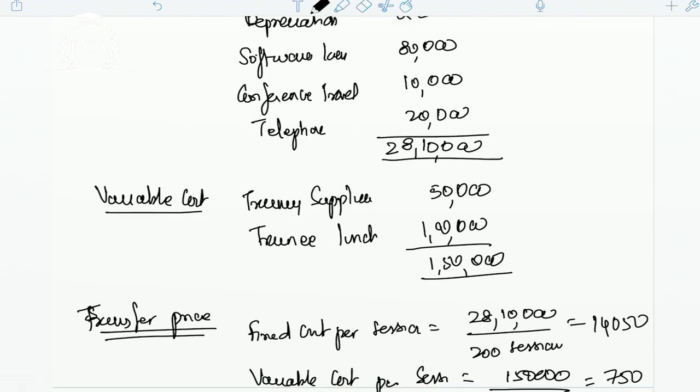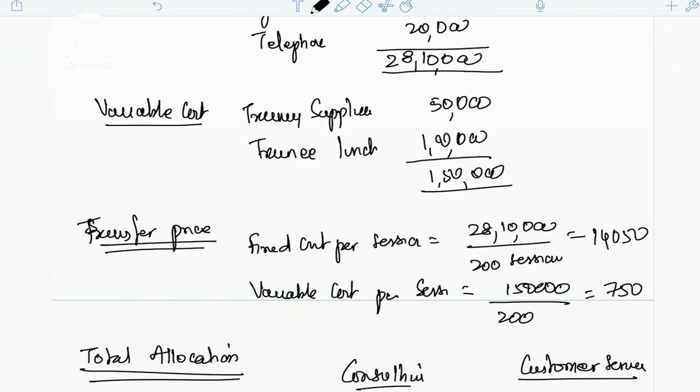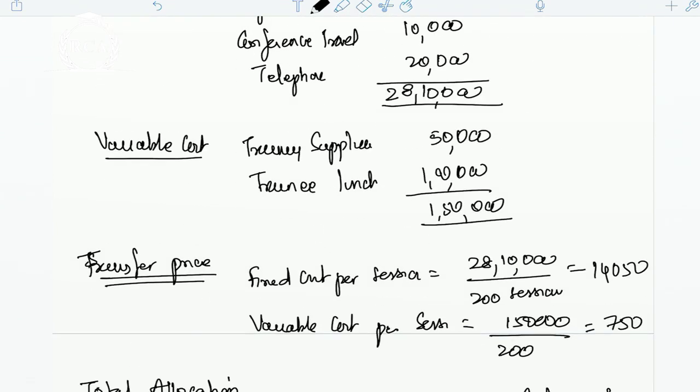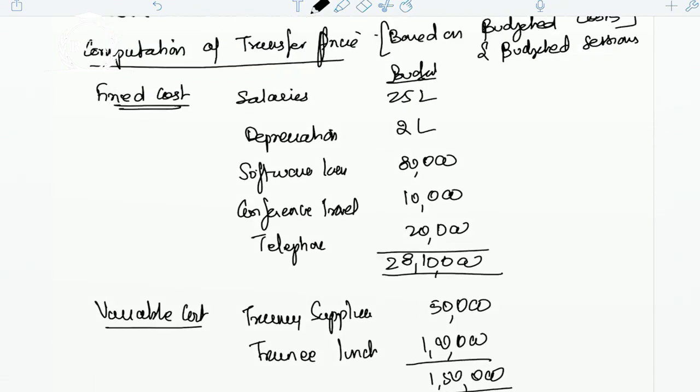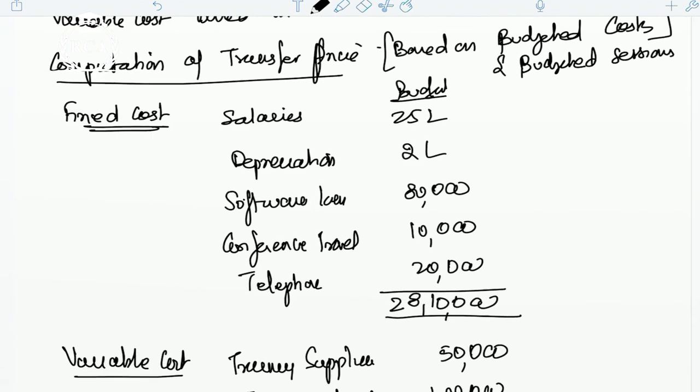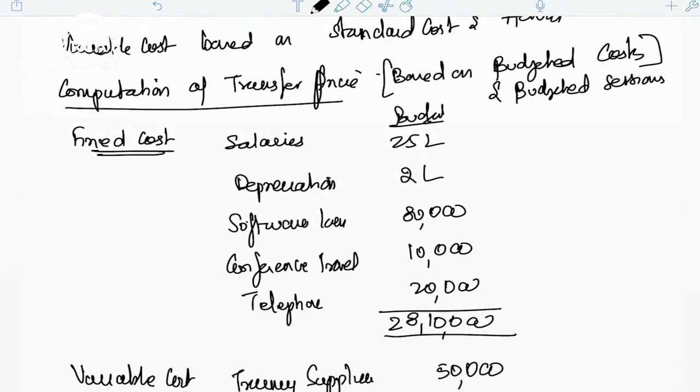Allocation of fixed cost, beta. ये point लिख ले रहा हूँ बेटा ताकि तुम्हारे को confusion नहीं रहना. Allocation of fixed cost, guys, based on budgeted sessions. Allocation of variable cost, beta, based on actual sessions. Please go through this, guys. ये देखो बेटा सब लोग. Computation of transfer price is based on budgeted cost and budgeted sessions.